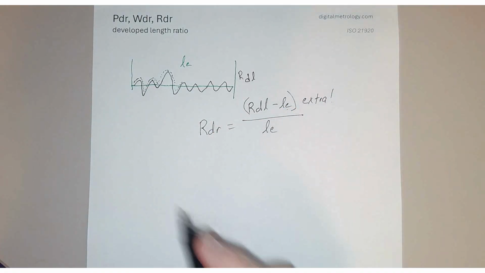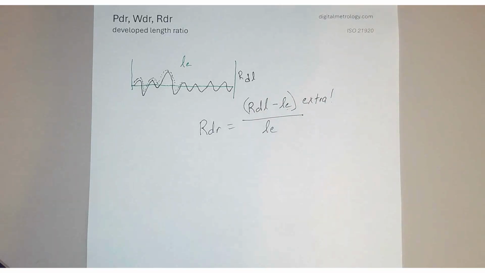So the developed length ratio is the amount of growth compared to the amount of length that the instrument traveled along.